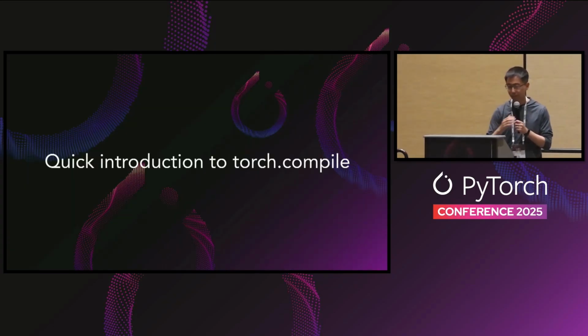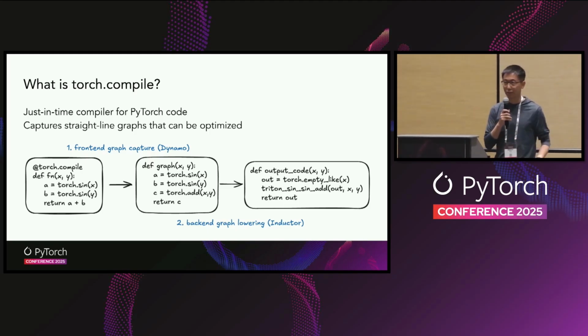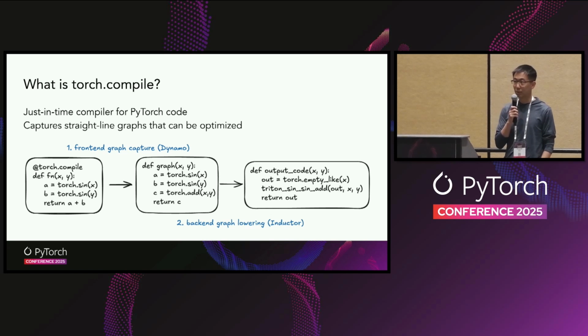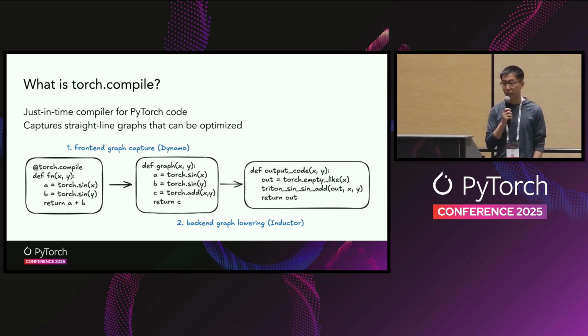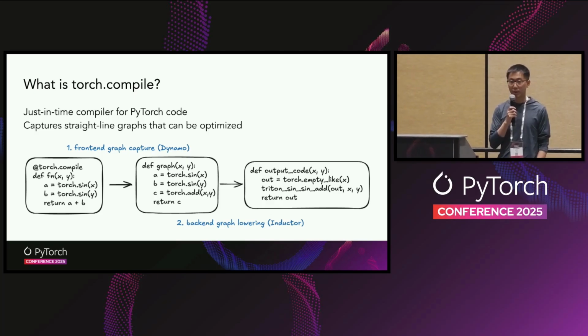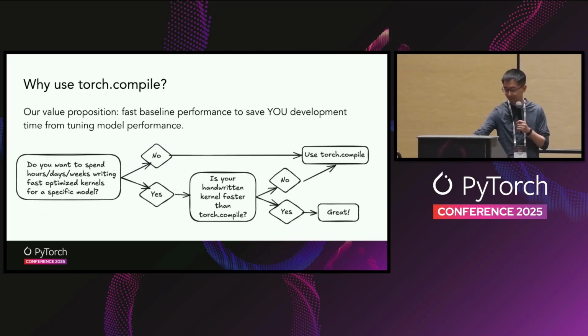So we'll do a quick introduction to Torch.compile first. You've probably heard it talked about a lot at this conference, but Torch.compile is a just-in-time compiler. It captures straight-line graphs that can be optimized. You can apply Torch.compile to a function. It'll do a front-end capture of the function to produce a graph. Then this graph is passed to our backend, Inductor, which will produce efficient output code in the form of fused Triton kernels and potentially other things as well.